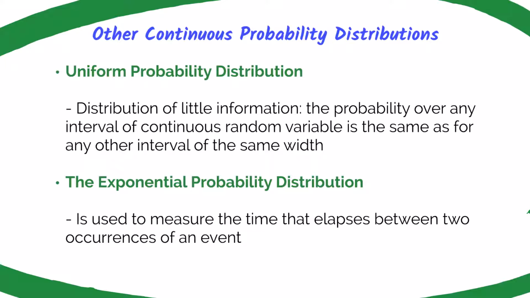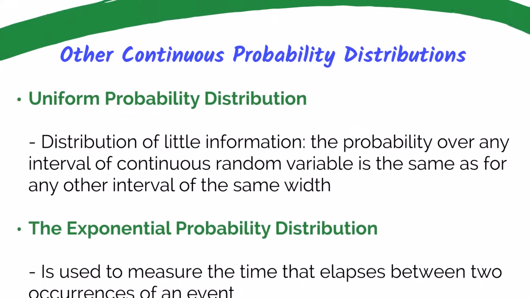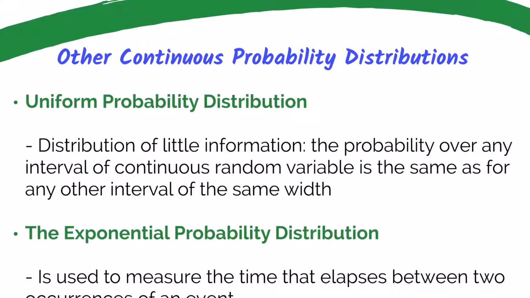We won't be learning how to do the uniform probability distribution, but it's useful to know what it is and where you might see it. So the uniform probability distribution is used when we don't have very much information, and so we can assume that the probability of any interval or range of continuous random variables is the same for any other interval or range of the same width. So in other words, we assume all of the variables have the same chance of occurring.